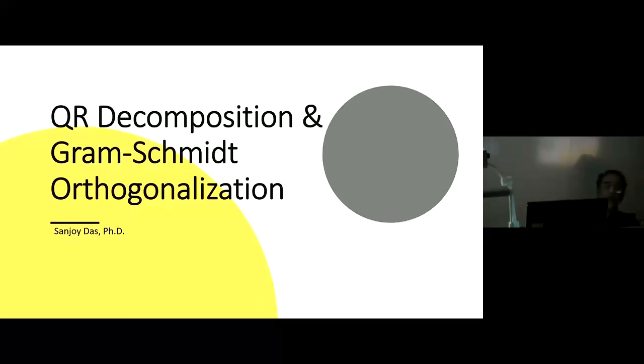This time we'll look at another approach for the same overdetermined systems, and that is based on QR decomposition. A tall matrix can be decomposed into a Q and an R. And then Gram-Schmidt orthogonalization is an algorithm, an approach to obtain the QR decomposition of a tall matrix. So let's plunge in.